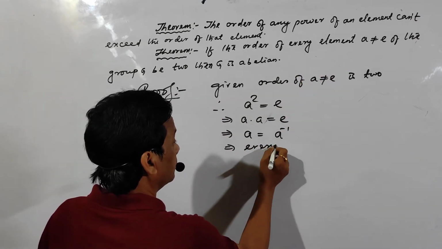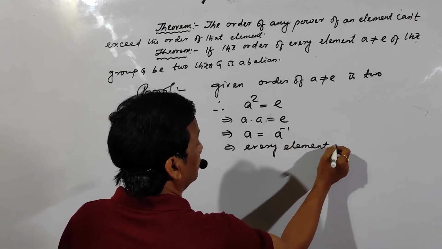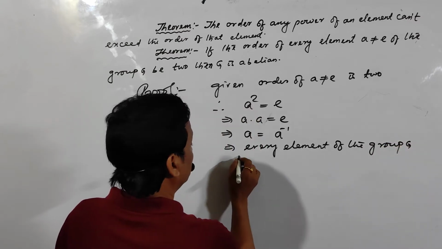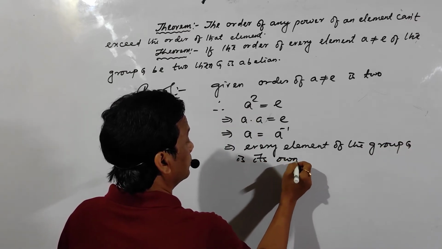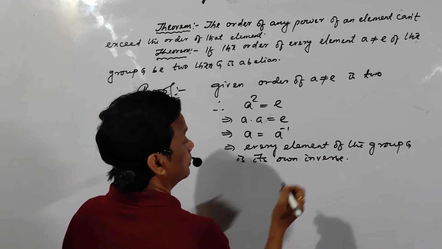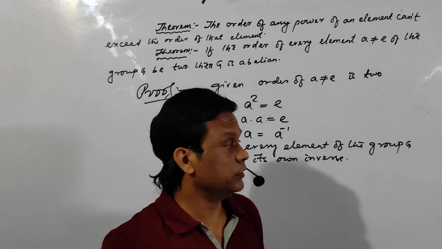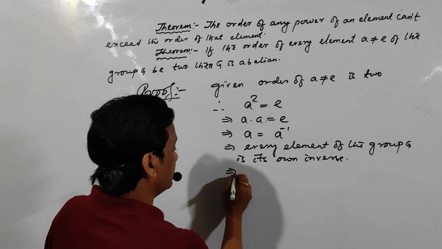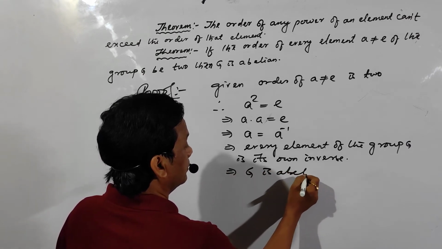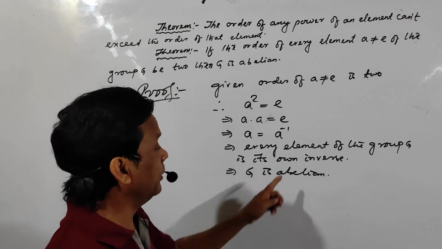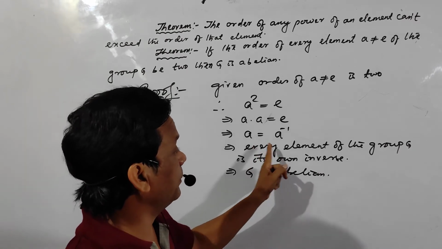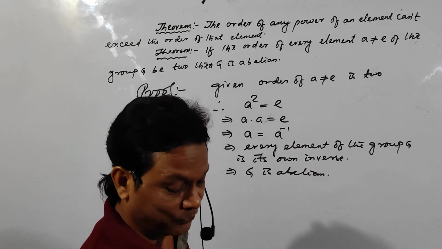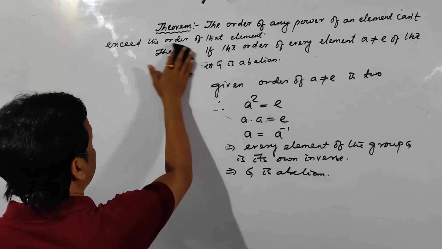It implies every element of the group G is its own inverse. Clear? And I have already proved that if every element of a group G is its own inverse, then G is abelian. So it implies G is abelian. Already I have done the proof that if every element of a group G is its own inverse, then G is abelian, so that one I am applying directly. Okay. So see here. The first one.